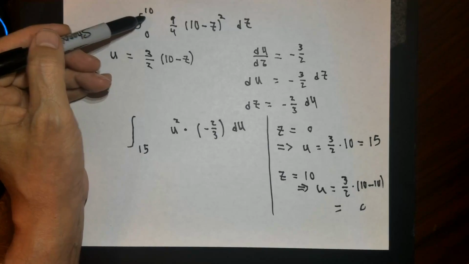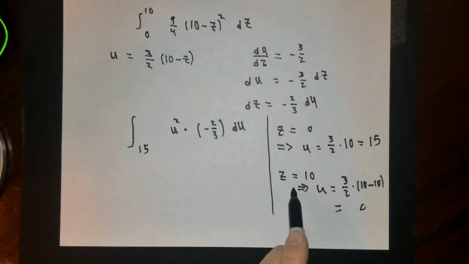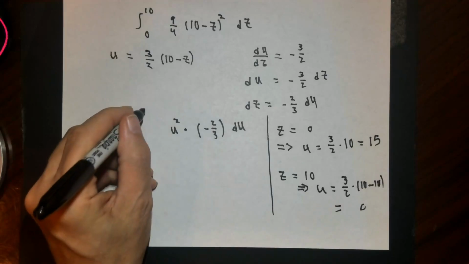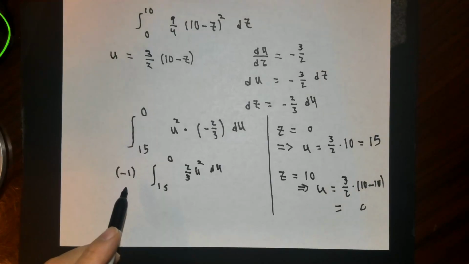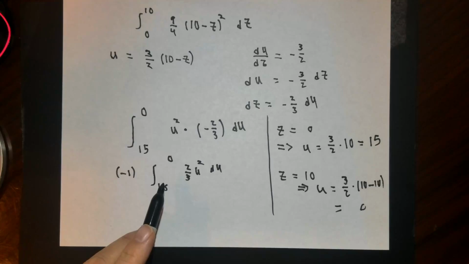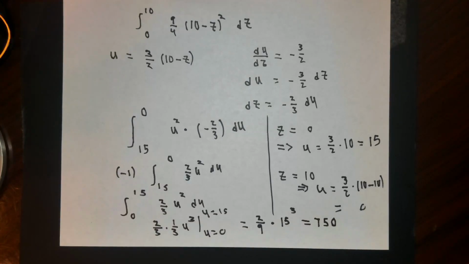The z has in the lower limit of integration value 0. The corresponding u value is 15. The z upper limit of integration is 10. That corresponds to u value equal to 0. This looks a little strange because the upper number is smaller than the lower number, but as we'll see in a moment, the negative sign on the 2/3 makes everything all right.